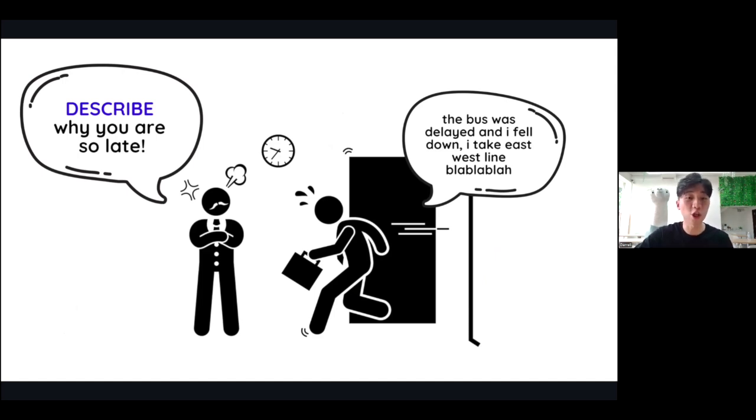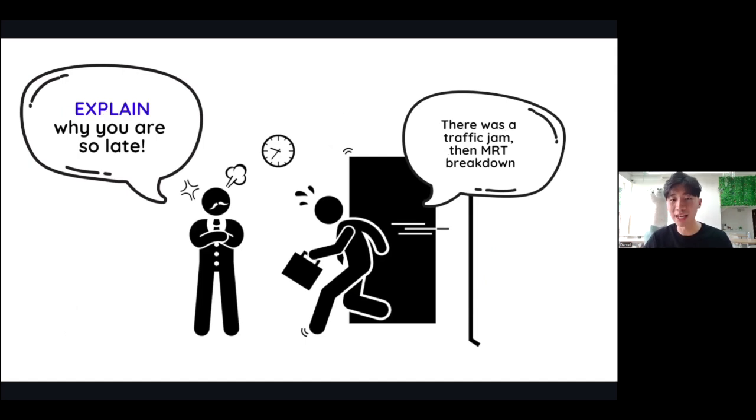Now, if you're required to explain why you are late, right? The keyword here is explain why. You must link it to a concept. So the concept here could be, oh, there was a traffic jam, right? Out of my control. There's an MRT breakdown, right? That's the concept. Or your alarm didn't ring. So when you come across explain questions, you need to link it to why, right? What's the concept behind it?